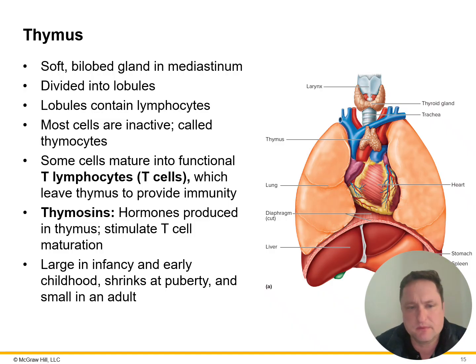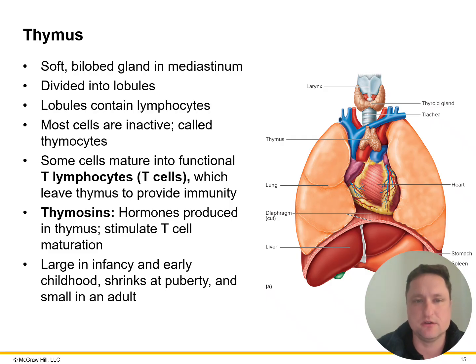So let's talk about the thymus. So the thymus, you see it right there under the trachea. This is a soft bilobed organ, and it's divided into lobules. It is the most active and largest in infancy and childhood. Then it begins to shrink at puberty, and is actually quite small in adults. So inside, many cells are thymocytes. These are immature lymphocytes, most of which are inactive.